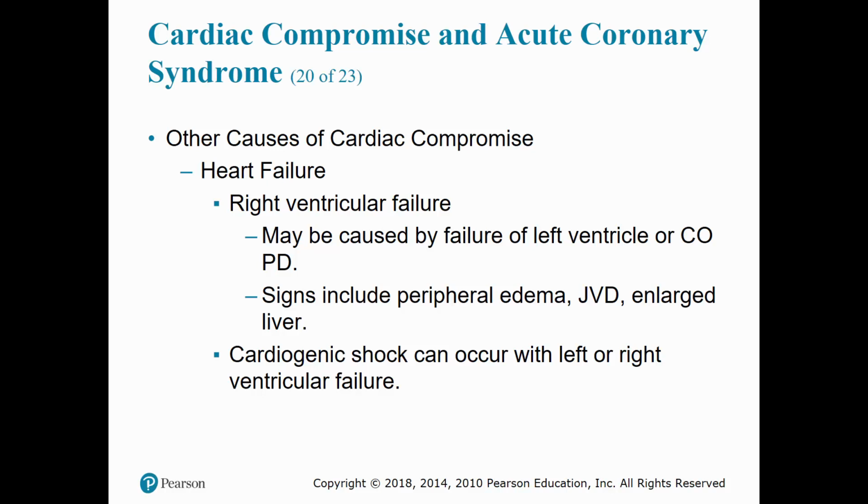Signs include peripheral edema, jugular vein distension, and liver enlargement. Cardiogenic shock occurs when the heart cannot pump effectively and cardiac output is not maintained. This occurs when the left or right ventricle fails to pump out enough blood to meet the demands of the body. The most common cause for this is myocardial damage that occurs secondary to a heart attack. Less common reasons include sustained hypertension, valve damage, extremes of heart rates, and other cardiac muscle diseases.